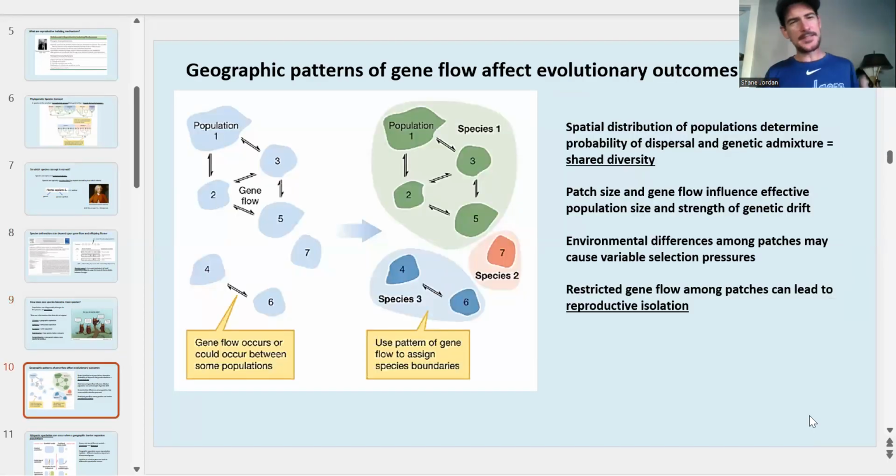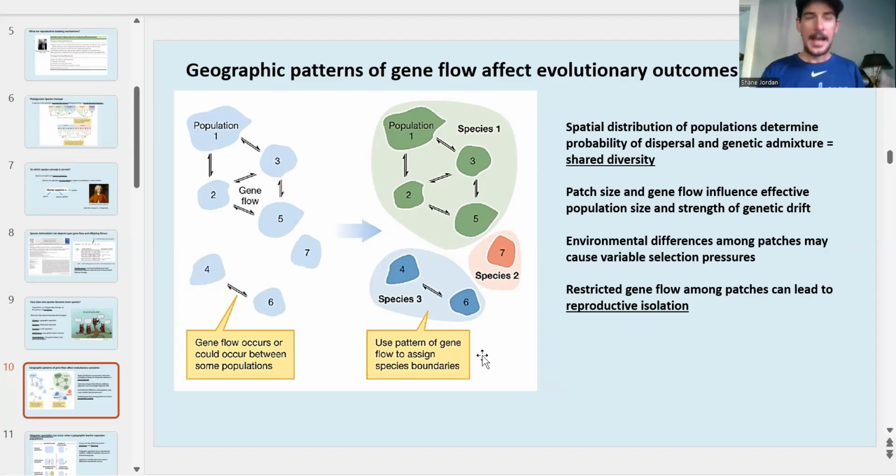So again, think about this idea that geographic patterns of gene flow really can affect evolutionary outcomes. And the spatial distribution of different populations really is determining the probability of both this dispersal of individuals among the populations and the probability of these different populations sharing genes, sharing genetic diversity. So again, we might have our 7 hypothetical populations, but not all of them are exchanging genes with one another. And this starts to lead to different patterns in the genetic makeup of each of these different populations, and this can lead to the process of them having some level of reproductive isolation.